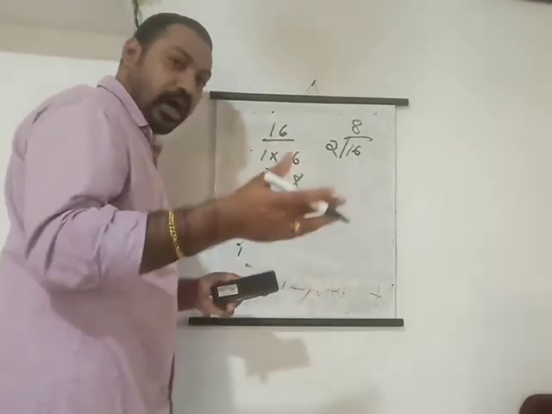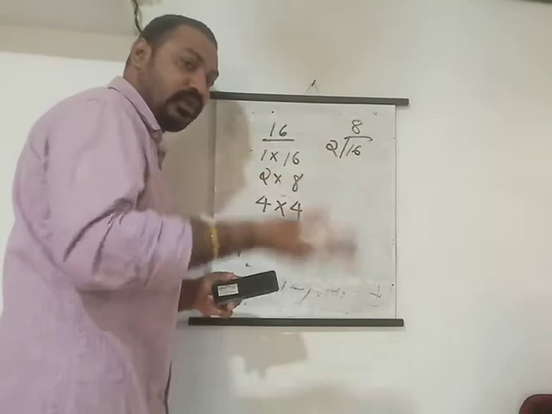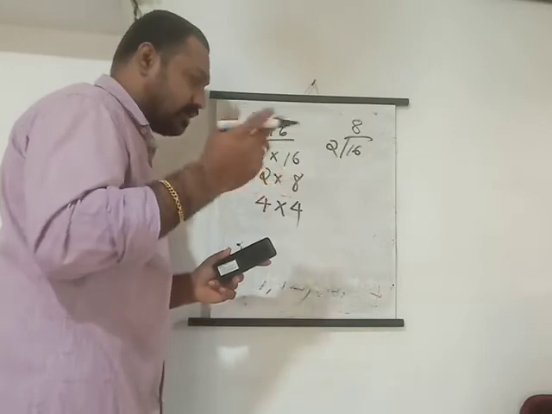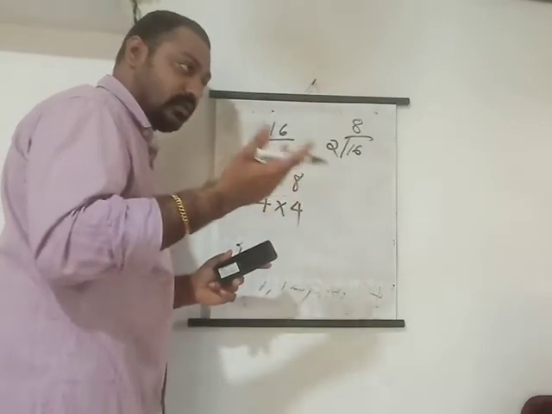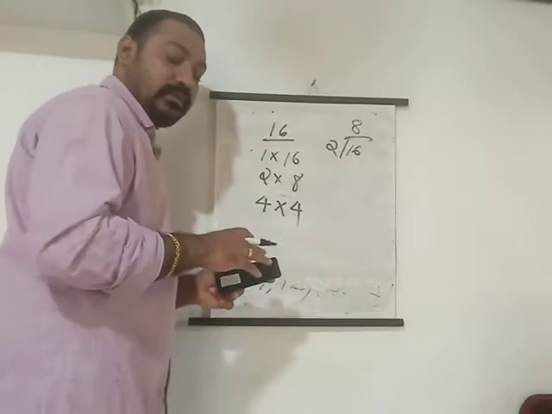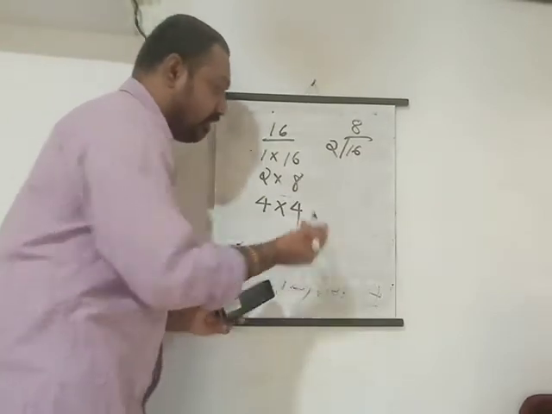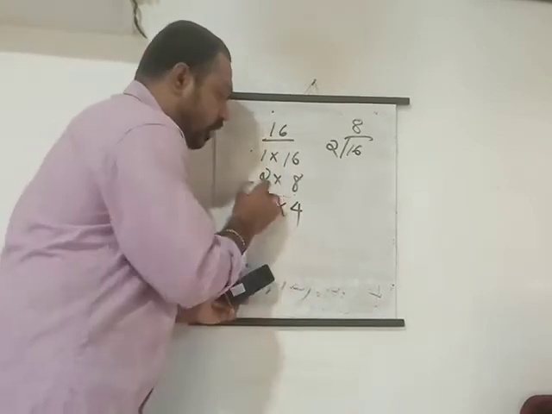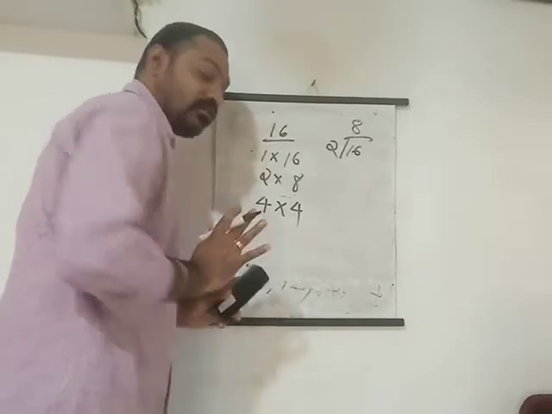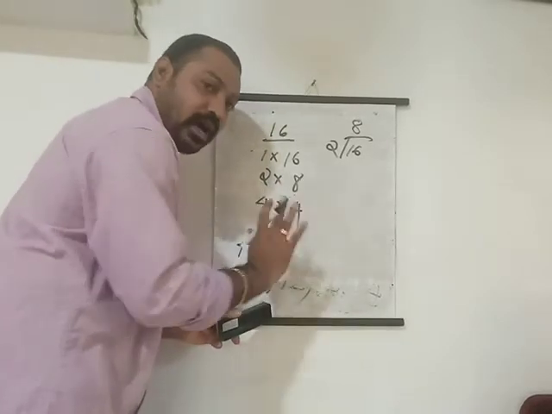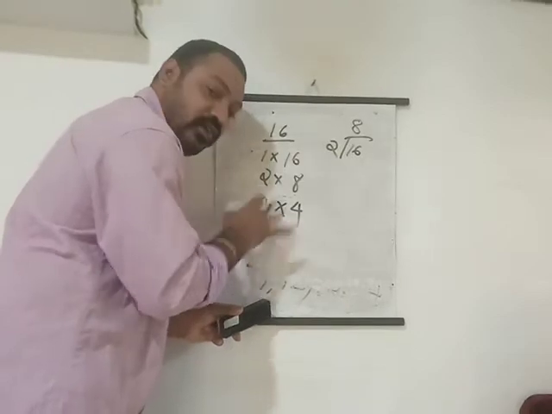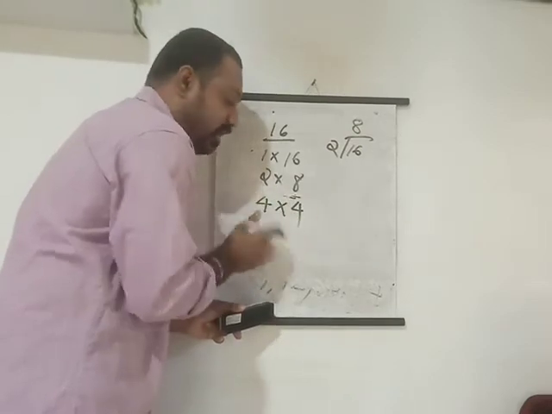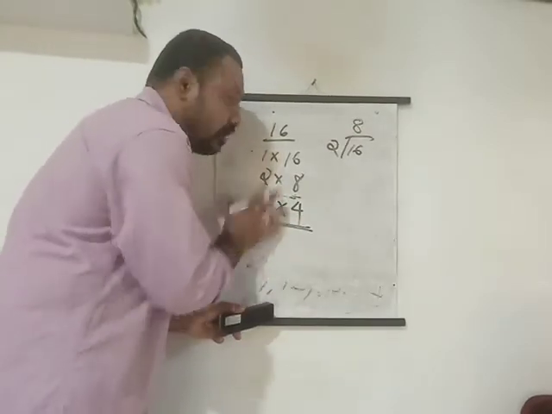3 is not there. Then 5 is not there, because 1 5 is 5, 2 5s are 10, 3 5s are 15. Then 6's table also is not coming. Then 7's table is not coming: 1 7 is 7, 2 7s are 14. Then after 7 it is 8, which is already repeated here, because 8 2s are 16, and 2 8s are 16 we already wrote. So after 4 4s, up to that number we don't have any factors. After 4, 5 is not there, 6 is not there, 7 is not there. Now it is only 8, so it is repeating.